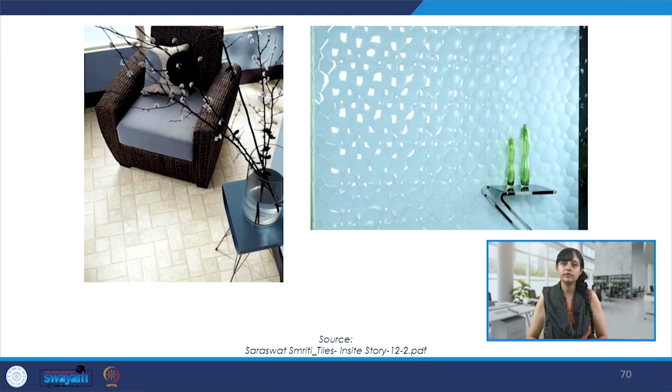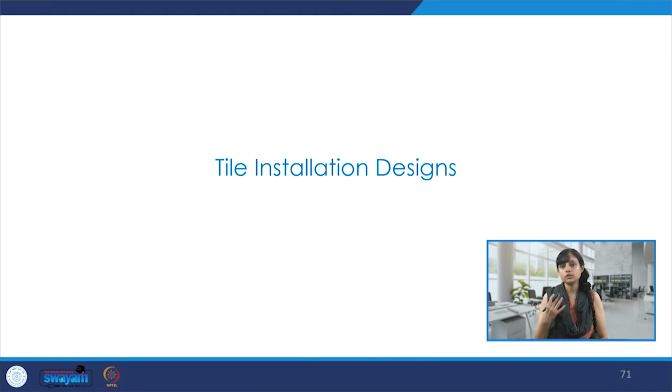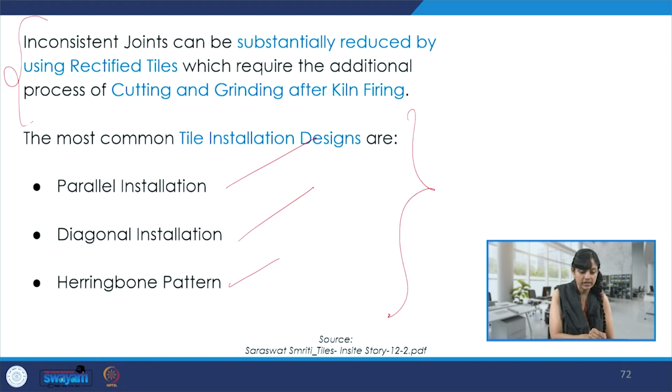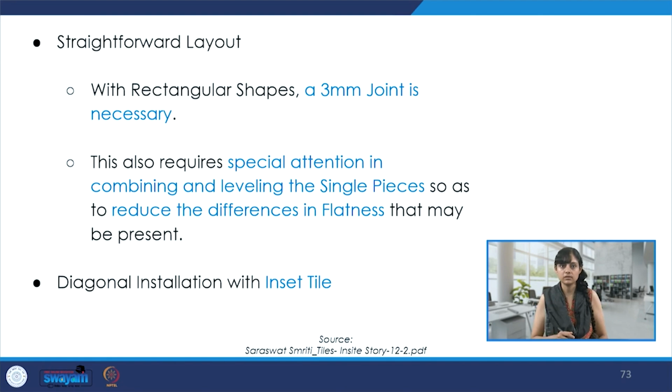Some images over here. Now the tile installation designs. There can be different kinds of installations: the parallel installation, diagonal, and there is something known as the herringbone pattern. We can do these kinds of installations. Inconsistent joints can be substantially reduced by using rectified tiles, which require the additional process of cutting and grinding after kiln firing. So, of course, there is a method of installation, and also a method of rectifying inconsistent joints, and everything put together can produce beautiful patterns.